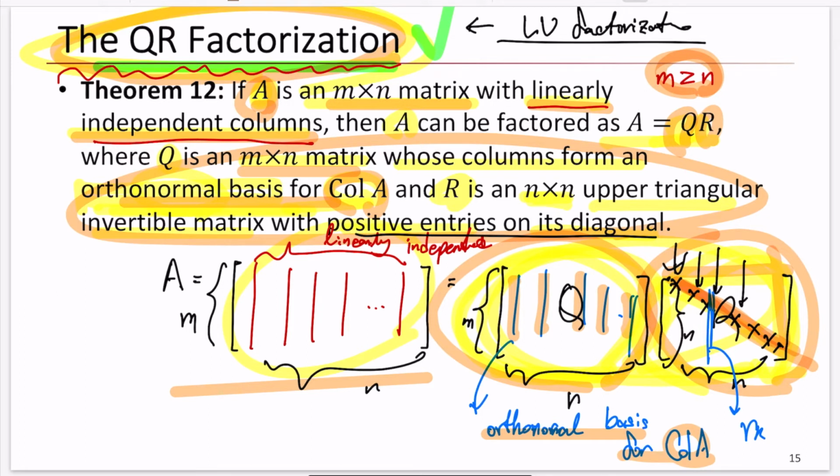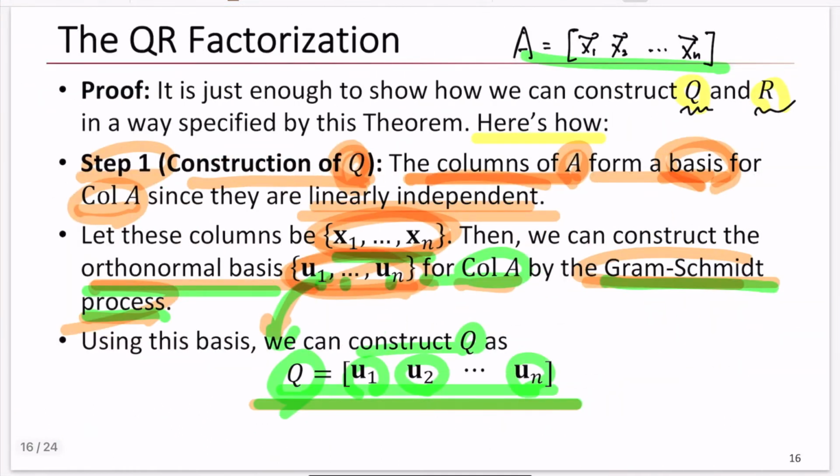So for the matrix A with linearly independent columns, A can be factorized as Q and R. First of all, to construct the matrix Q, which has an orthonormal basis, we can apply the Gram-Schmidt process to the column vectors of matrix A.